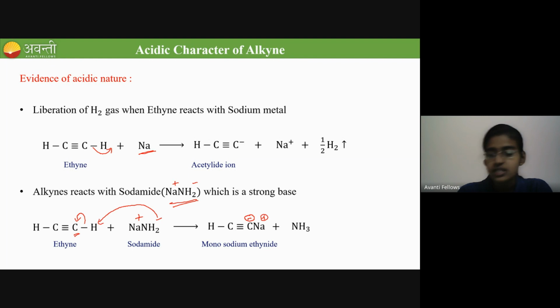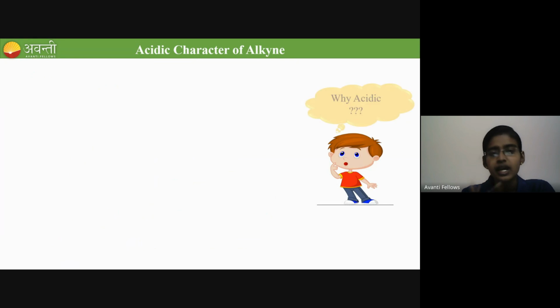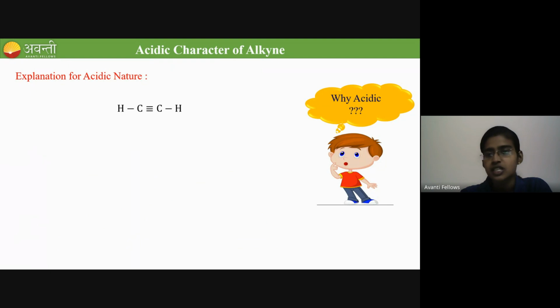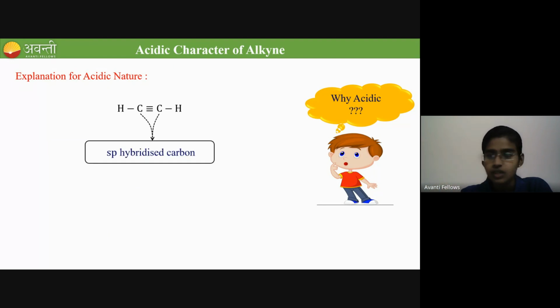Why? What is the reason why alkynes are acidic in nature? I'll explain. There is an explanation for this acidic nature of alkynes. Let me take ethyne again: CH triple bond CH. We have two carbons here. Both carbons are sp hybridized, in which the S character of the system is 50%.